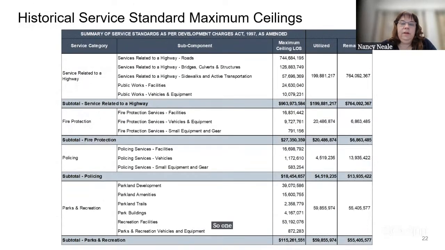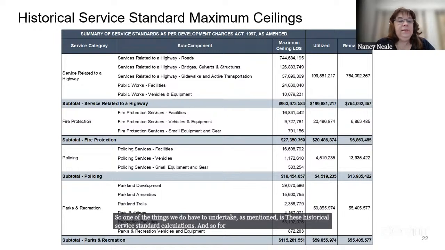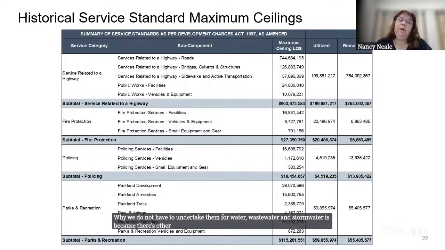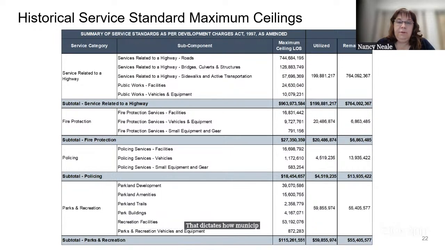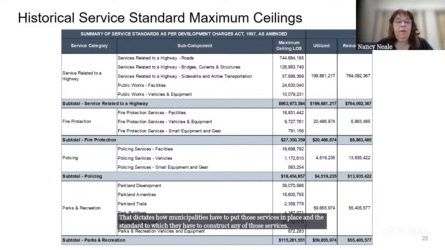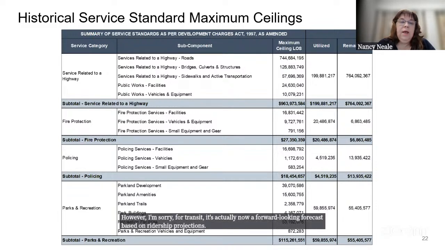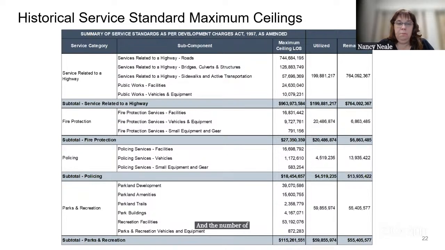So one of the things we do have to undertake, as mentioned, is these historical service standard calculations. For all services except water, wastewater, stormwater, and transit, we have to undertake these calculations. Why we do not have to undertake them for water, wastewater, and stormwater is because there's other legislation in place in Ontario that overrides the development charge legislation that dictates how municipalities have to put those services in place and the standard to which they have to construct any of those services. However, for transit, it's actually now a forward-looking forecast based on ridership projections and the number of trips that are anticipated, or mode share that transit will take of all the trips that happen within the city.